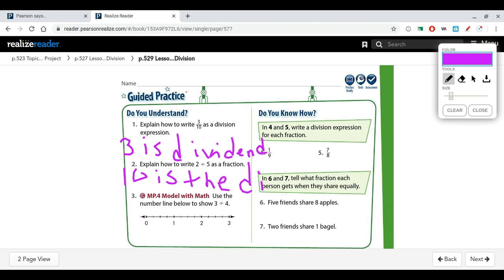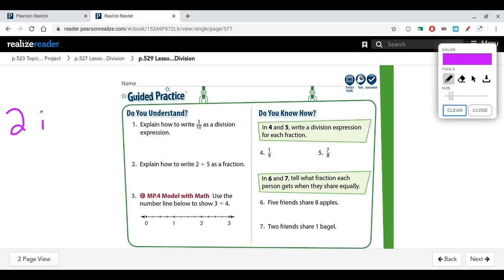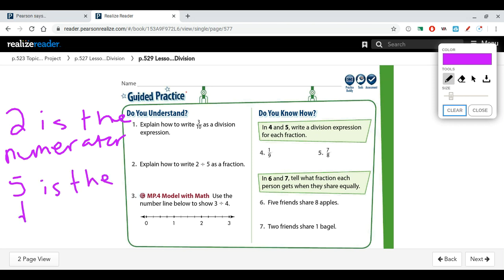And if you recall, the dividend goes before the division symbol. And so I'm just going to do a horizontal. So it would be 3 divided by 10. Explain how to write 2 divided by 5 as a fraction. So if I look at 2 divided by 5, 2 is the numerator. 5 is the denominator. So it would be written as 2/5.